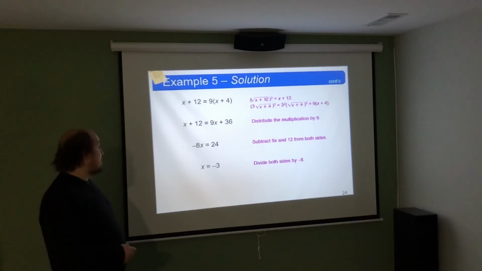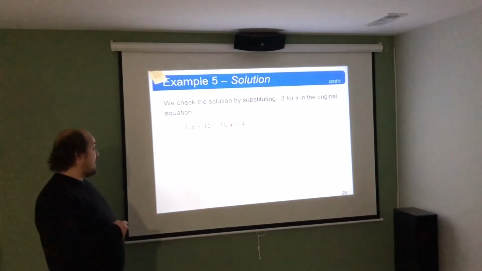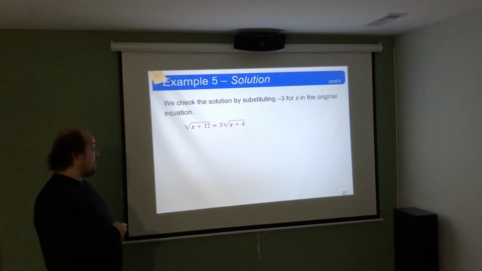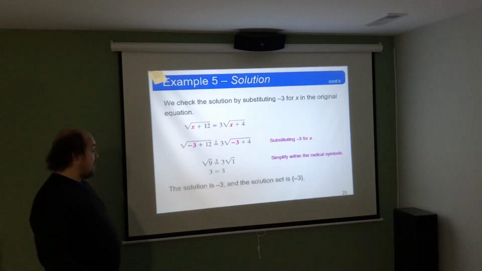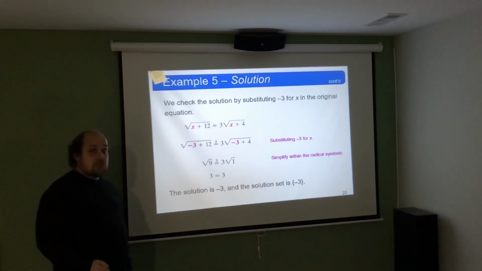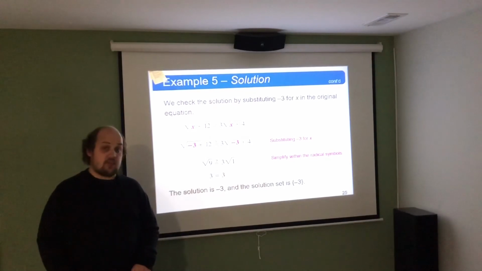If x equals negative 3, I want to plug that back in to make sure it's not an extraneous solution. So when I put in a negative 3 over here, negative 3 plus 12 gives me a positive 9. The root of 9 is 3. When I plug in a negative 3 here, negative 3 plus 4 gives me 1. The root of 1 is 1 times 3 is 3. So you can see that by plugging in that negative 3, we get 3 equals 3, which is a true statement. So it's an actual solution, not an extraneous solution.